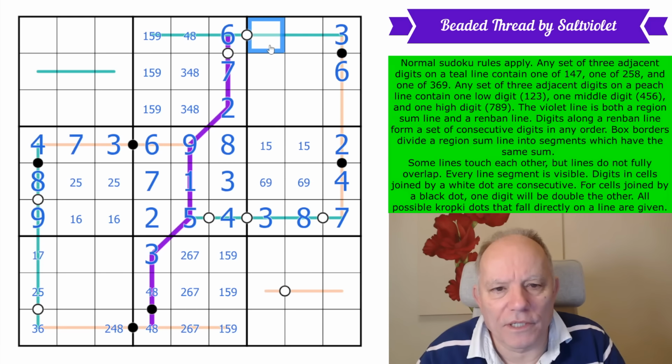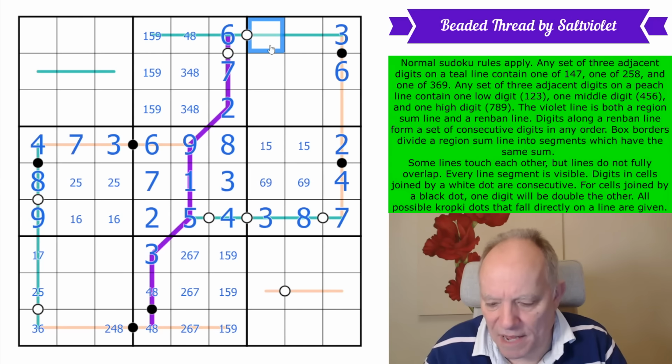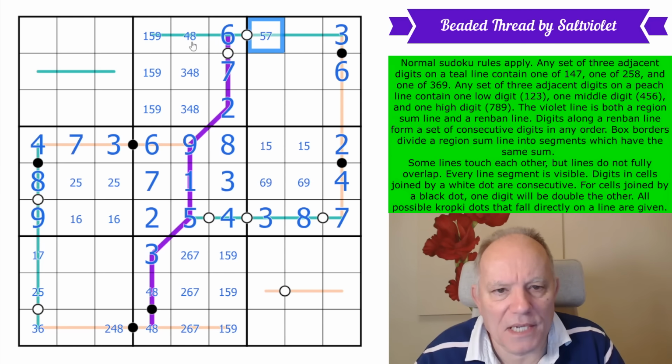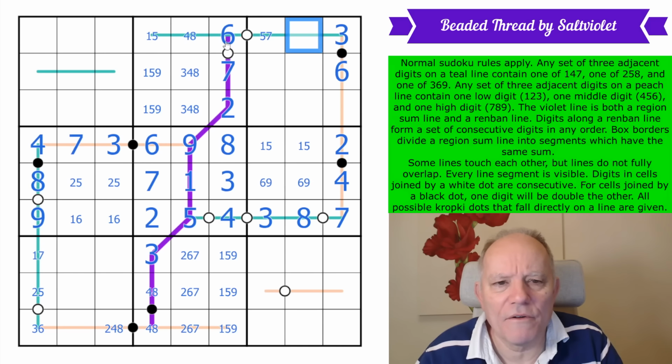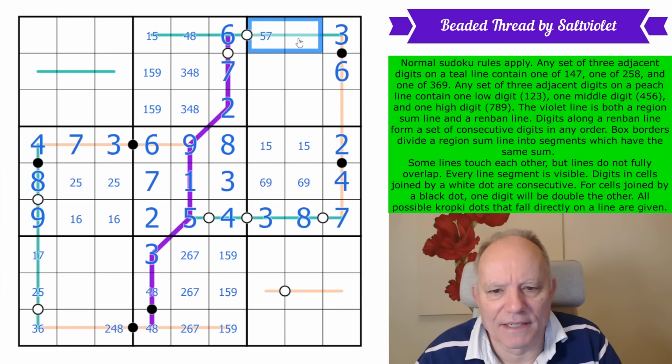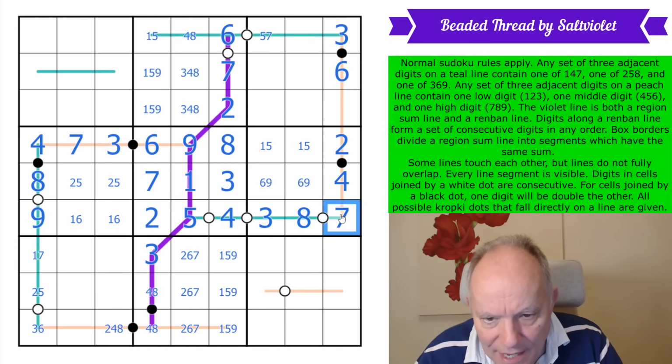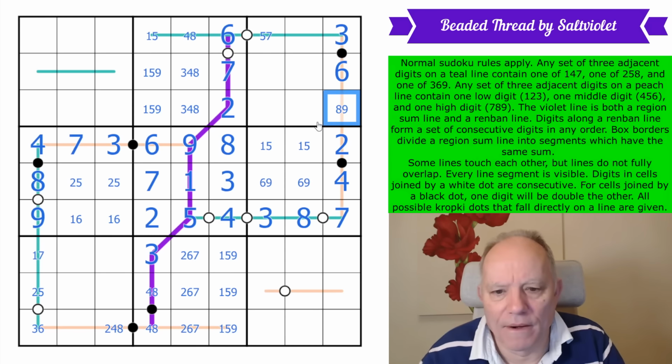The white dot here is a 5 or a 7, which has to be the same modulo as this. Therefore, this is not a 9. I don't know these modulos yet. There's one from the 147 set, one from the 258 set. Okay, what about this? This is the same entropy as that, which makes it 8 or 9.